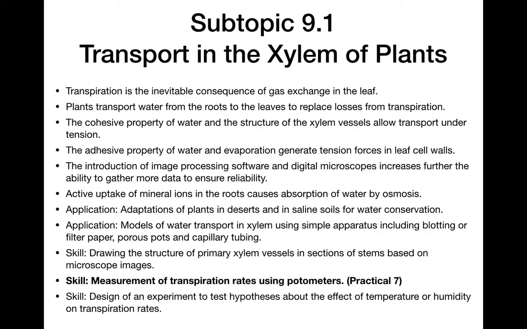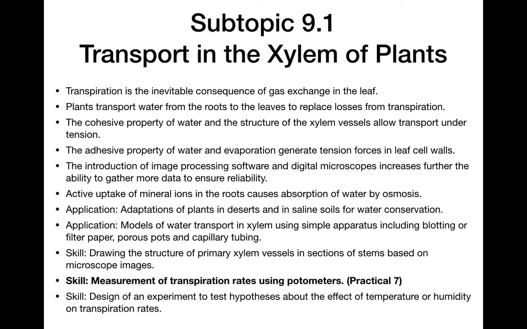So if you look at our list here, we need to talk about the fact that transpiration is a consequence of gas exchange, that plants transporting water from the roots to the leaves have to replace the loss of water from transpiration. They do that by transporting water they get at the roots. We can talk about the cohesive property of water. That's back to topic 2. And the structure of xylem vessels allows that to happen.